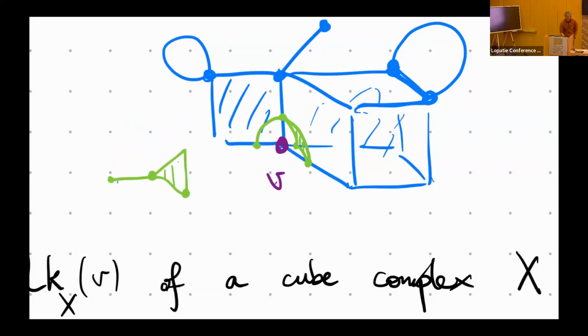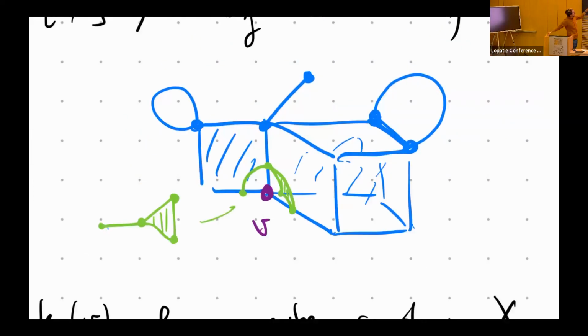So the link is naturally a complex of simplices, because at each cube, I see the corner of a cube, which is a simplex. Then the edges in the link are the squares in the complex around V. Can you name? Yes. So this square S will correspond to this edge S. And here the cube C would correspond to this.